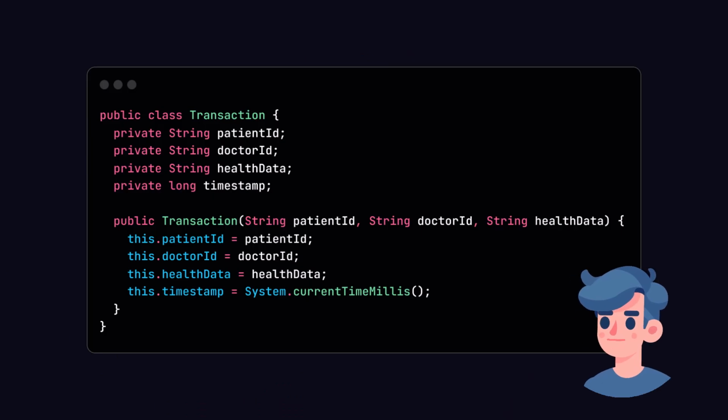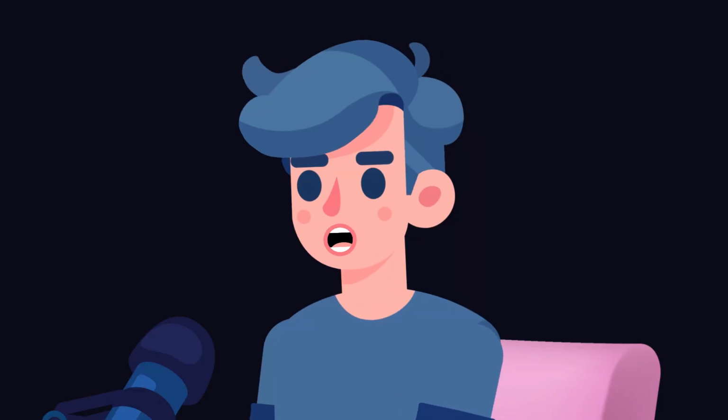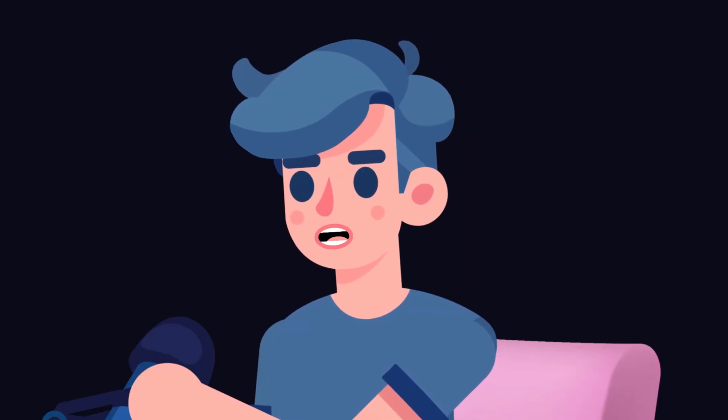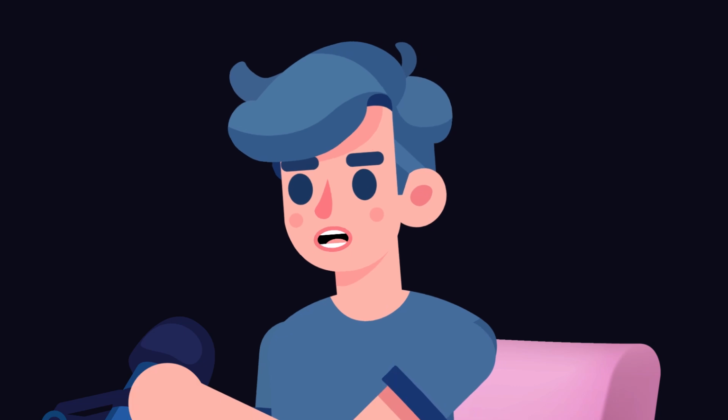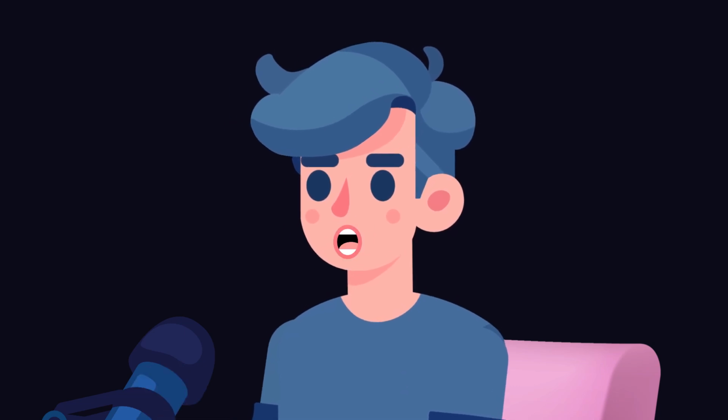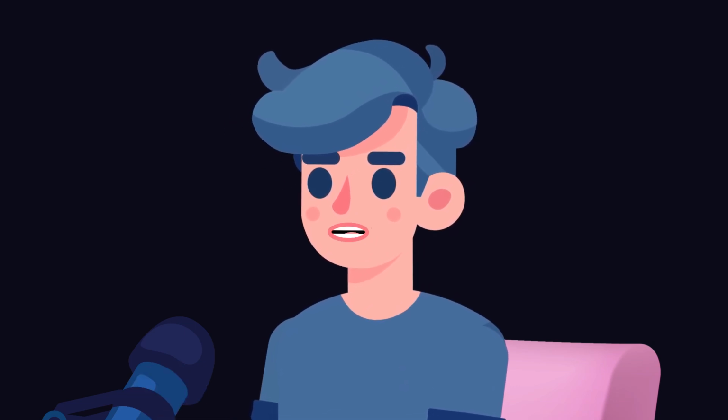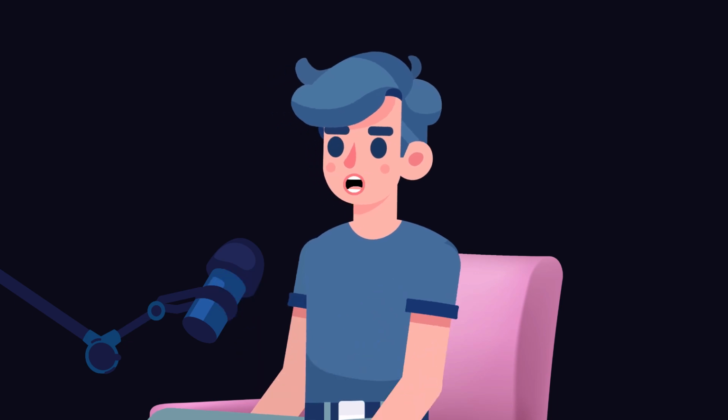Now, let's create the transaction class. This class will represent a transaction involving a patient's healthcare data. This transaction class holds data such as the patient's ID, the doctor's ID, the health information, and a timestamp that records when the transaction occurred. This is crucial for tracking when patient data was modified or accessed.